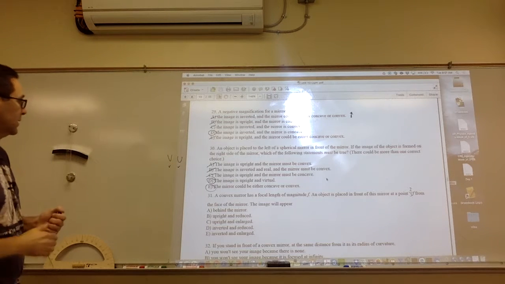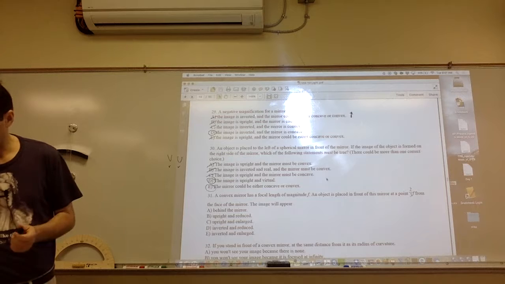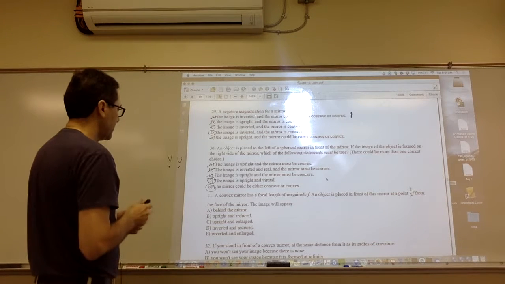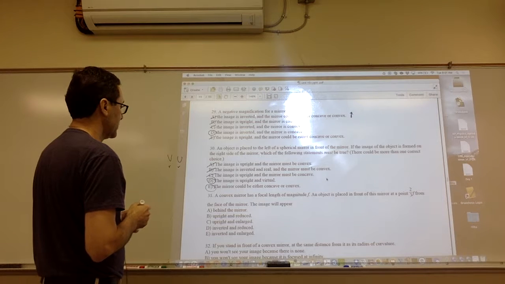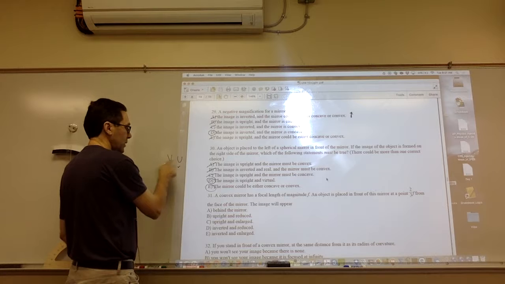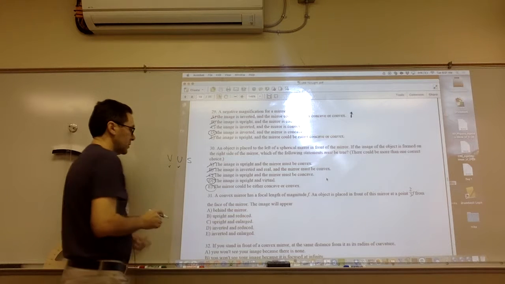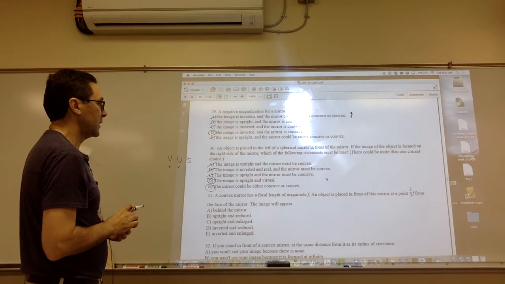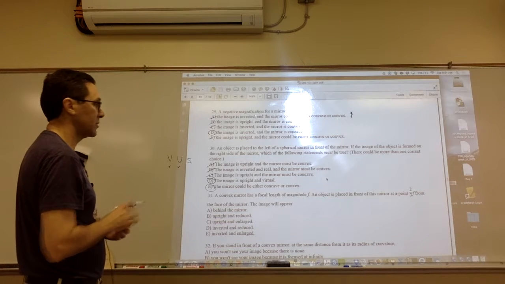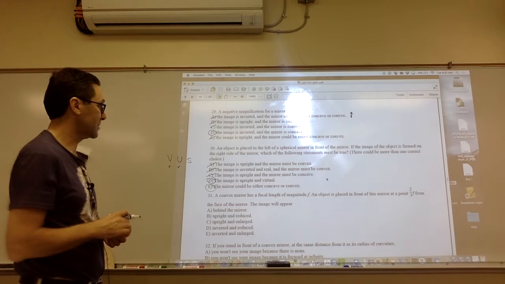A convex mirror, I think that's what I have here. Number 31, a convex mirror has a focal length of magnitude f. So a convex mirror will give us a virtual, upright, and smaller image. An object is placed in front of this mirror at a point 2/3 f from the face of the mirror. So the 2/3 f is a distraction. It doesn't mean anything.